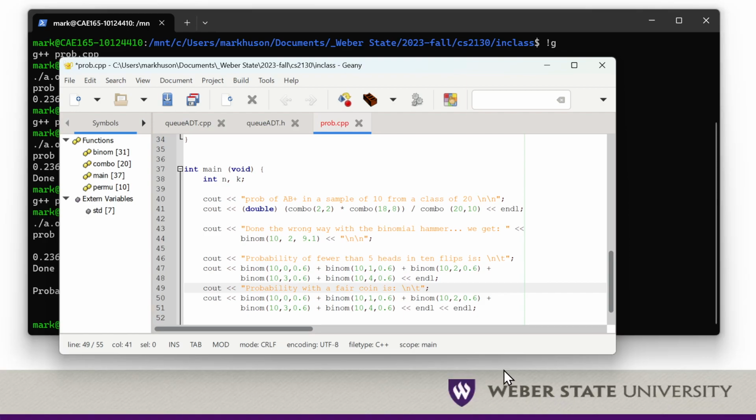With a fair coin, here all I've got to do is change all these to 5. 5. No, I'm not. Five.